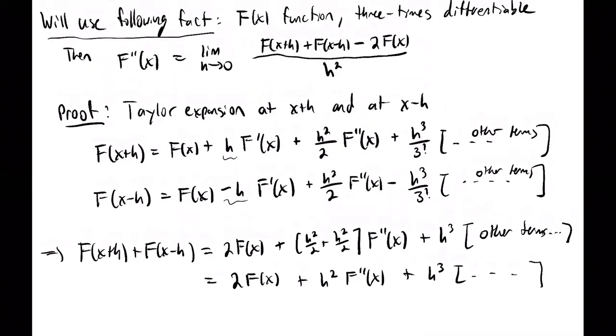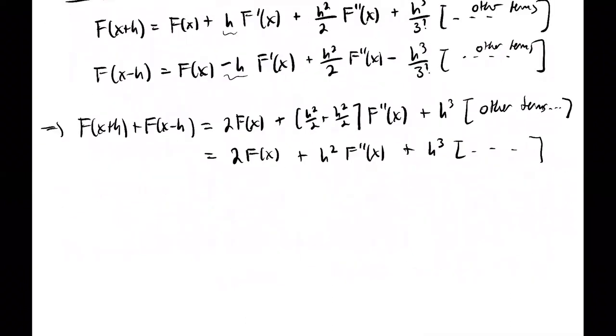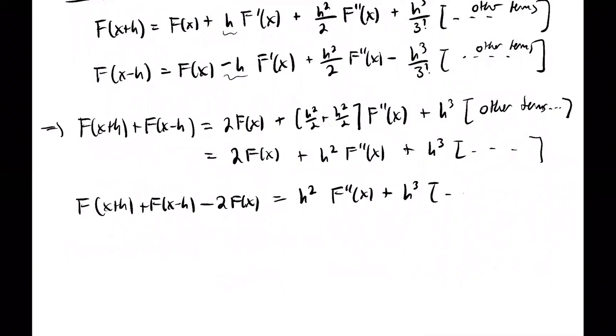And so now I'm almost done. So let me just rearrange things. If I subtract 2 times f of x, I get f of x plus h plus f of x minus h minus 2 times f of x is equal to h squared times the second derivative plus h cubed times the other terms.